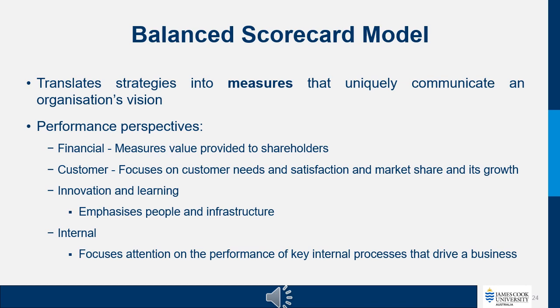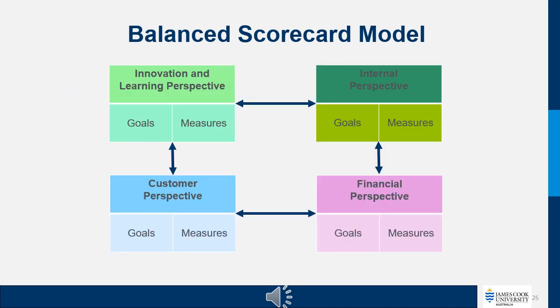So by utilizing the balanced scorecard model overall, organizations can have a comprehensive view of their performance across multiple dimensions. It enables them to align measures and initiatives with their strategic objectives, communicate their vision effectively, and drive continuous improvement and performance excellence. This is how we visualize it. There are four components we mentioned: financial perspective, customer perspective, innovation and learning, as well as internal perspective. Each of these components has goals and measures by itself.